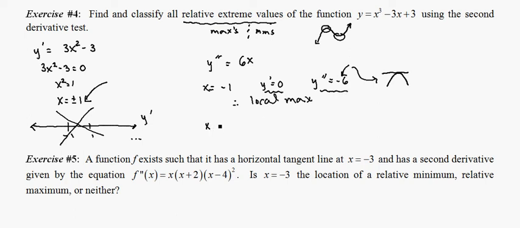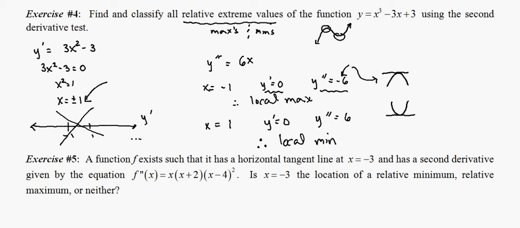Likewise, at x equals +1, the first derivative is equal to 0 and the second derivative is equal to +6. So again, we've got a horizontal tangent, but the graph is concave up. So we must have, therefore, a local minimum. Isn't that kind of neat?